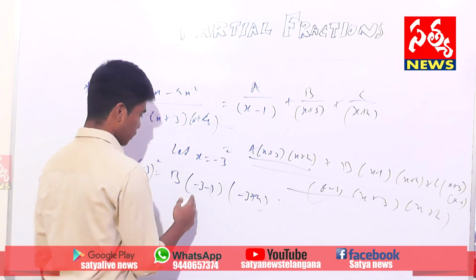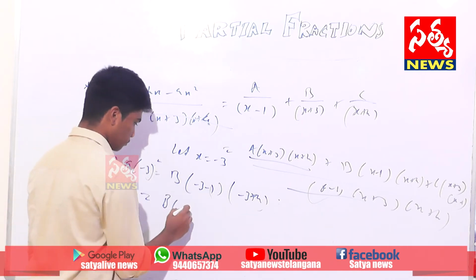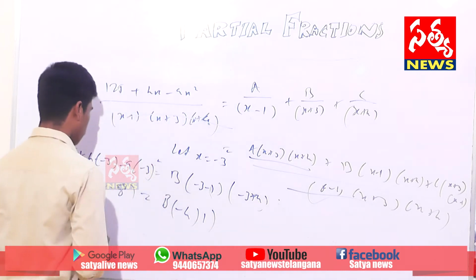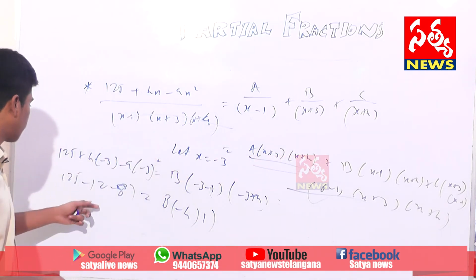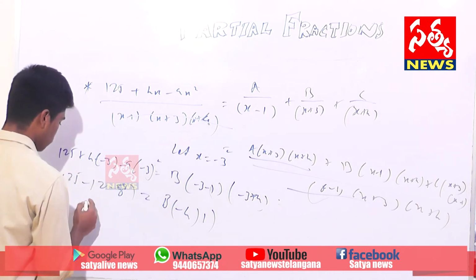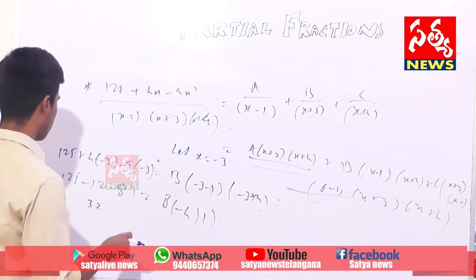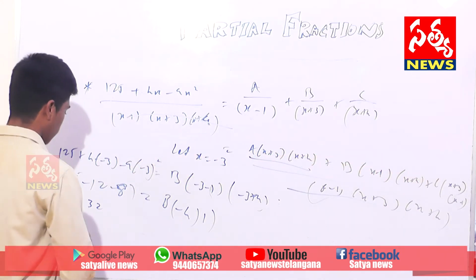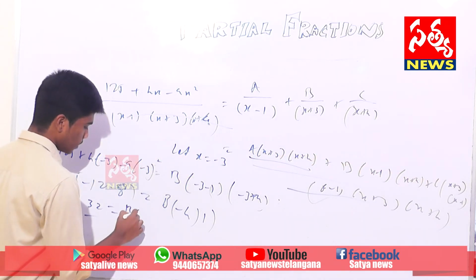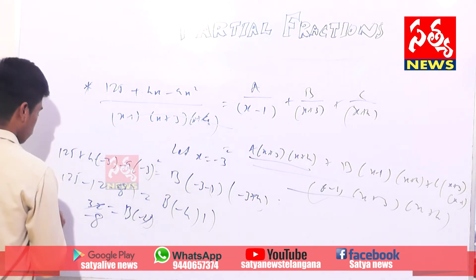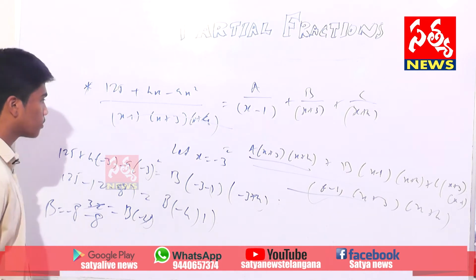Okay. Now minus 4, and here it is 1. Minus 4b is equal to 125 minus 81, which is 44, minus 12 is 32. 125 minus 81 minus 12, yes, 32 is equal to b into minus 4. 4 ones are 4, 4 eights are 32. So the value of b is minus 8.